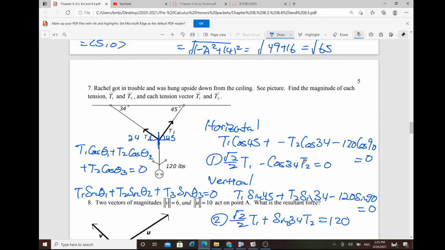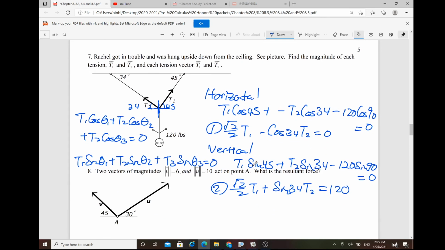So we do have the first equation and the second equation. And for those of you wondering how we solve for this, what is this? It's a linear system of equations. So combine them and subtract. You do have sine of 34 T2 minus negative cosine of 34 T2, or plus, set equal to 0, and set that equal to 120, because 120 minus 0. Once you solve for T2, plug in the number, then you can solve for T1. So you can get those forces for the tension, vector T1 and vector T2.